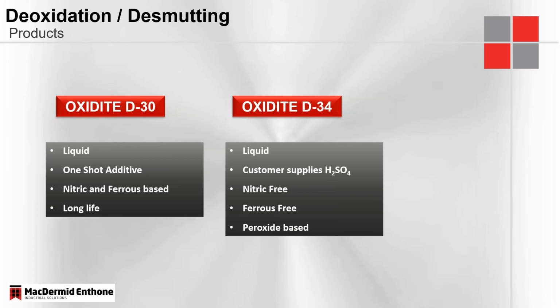If someone had concern about the use of nitric in their anodizing line, then the D34 would be the answer here. It is based on sulfuric acid. Customers have to supply the sulfuric acid here. The D34 is added to that and to the water. But the benefit of the D34 is it's completely nitric free. And again, peroxide based, a long life process and product.